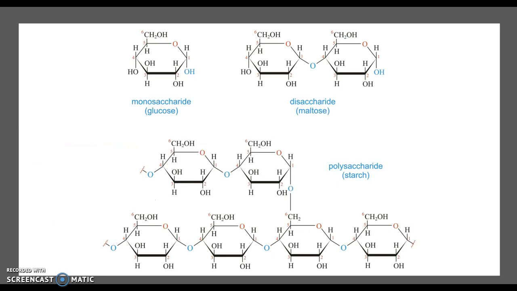Here are some examples of structure. You can see that we begin with a monosaccharide, for example, glucose, and when we combine two glucose molecules, we get a disaccharide, maltose. And then a number of monosaccharides or glucose molecules combined together form polysaccharides. An example of that is starch.